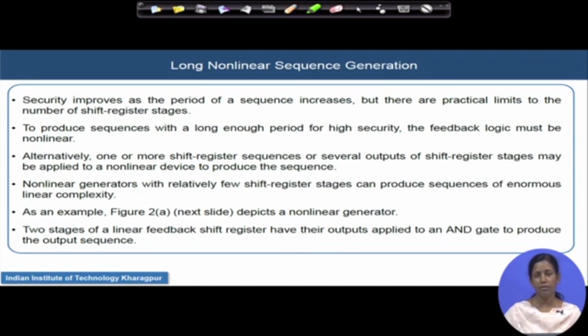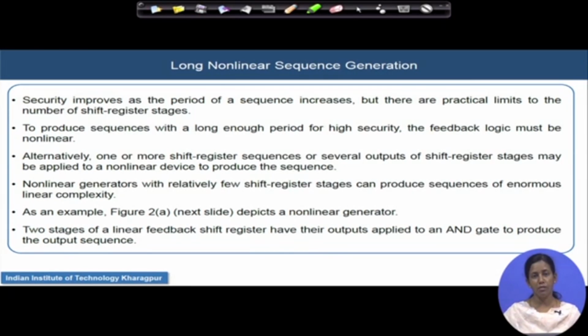One part is really clear. If we increase the length of the sequence, that means the period is increasing. If we increase the length of a sequence, definitely the security increases, but there are practical limits to the number of shift register stages that we can utilize for the generation of such sequences. Involving a huge number of shift register stages in the circuit to generate a long sequence is not practically advisable as a system design.